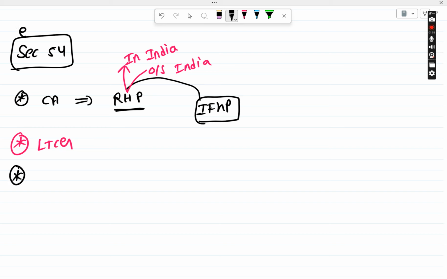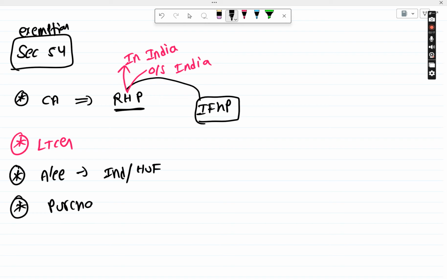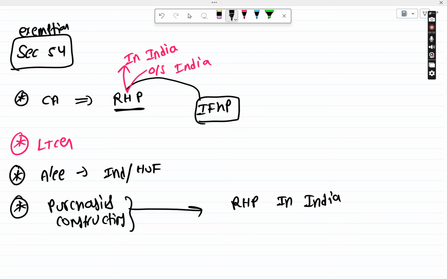And then, we are talking about the exemption part, the section 54 exemption. You can claim this exemption if you satisfy all these conditions. The assessee must be an individual or HUF. And after transferring it, you may be purchasing or constructing another residential house property in India.